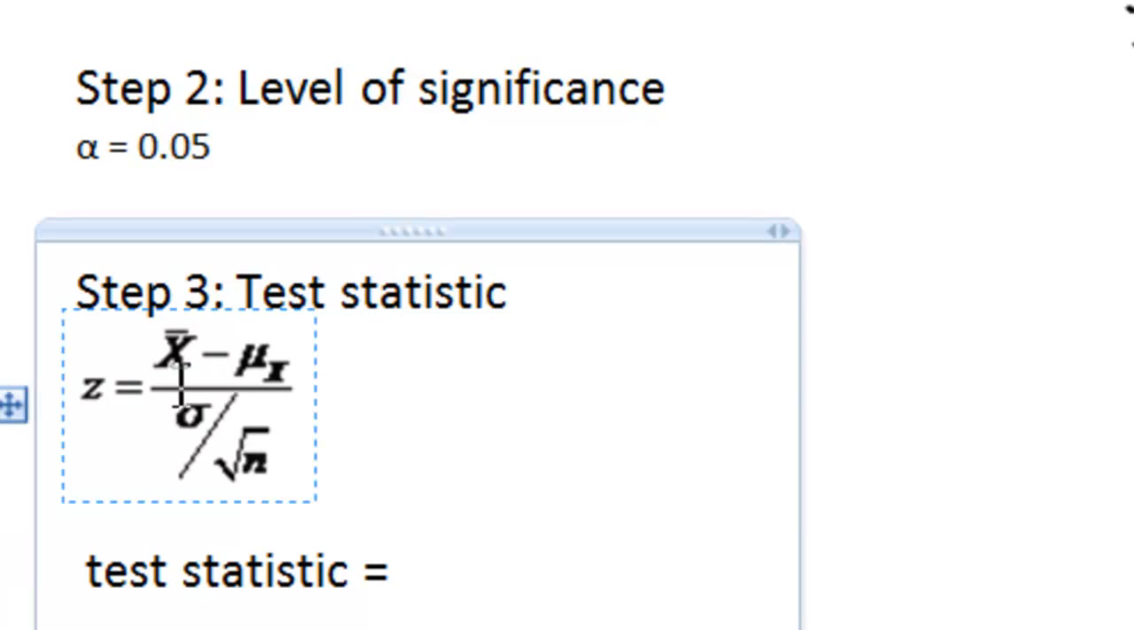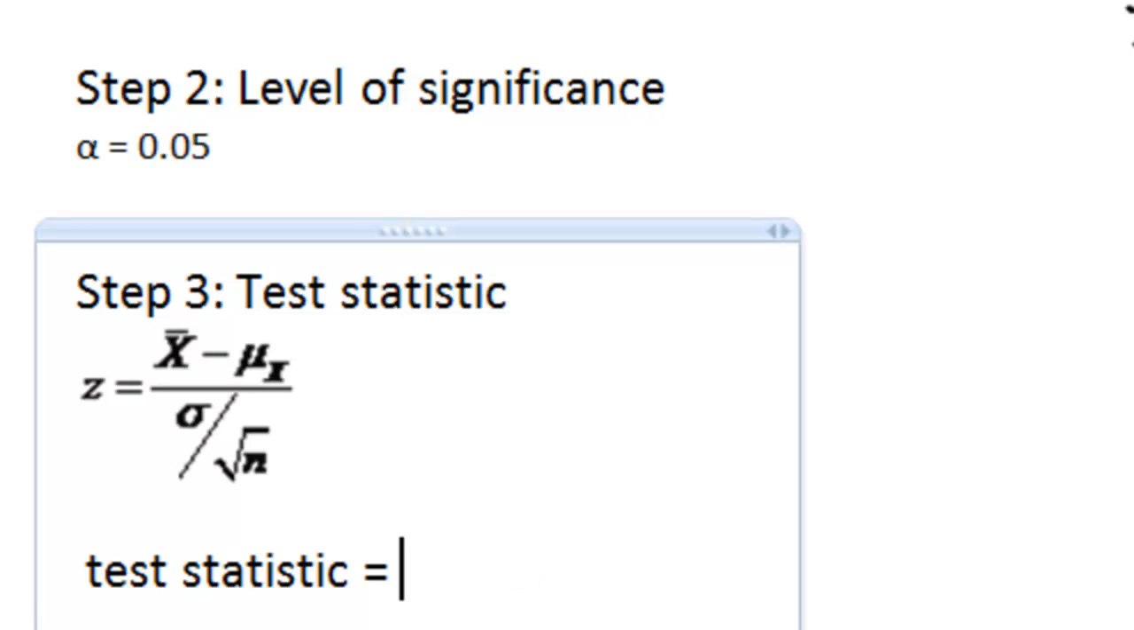All right, I've got a formula here for the test statistic. Take your sample mean minus the population mean, which in this case, mu sub x bar, is 30 hours, and divide that by the standard error, or standard error of the mean, as sometimes people call it. The standard error in this case is sigma, the population standard deviation, divided by the square root of n, or the square root of our sample size.